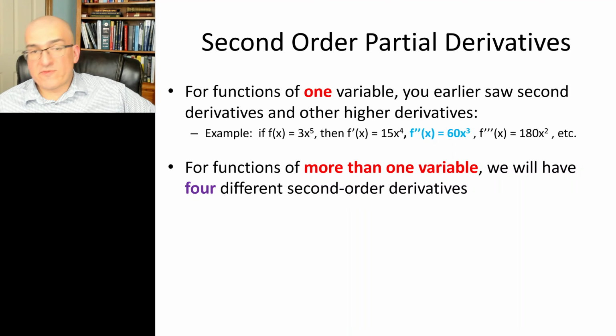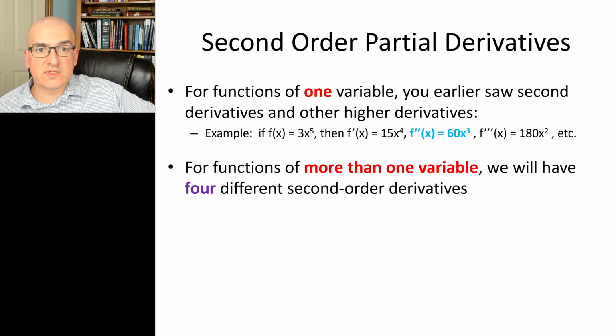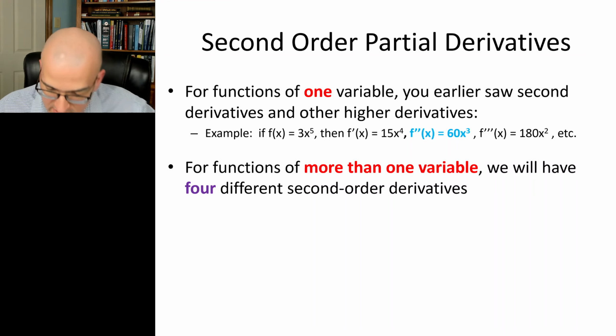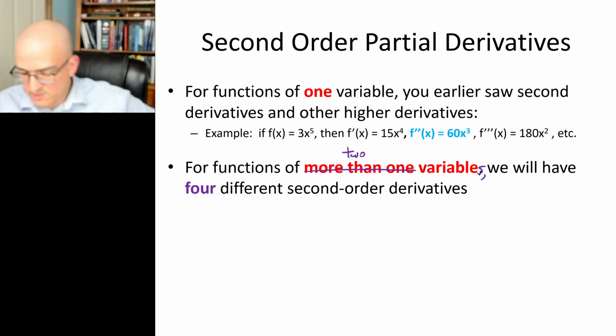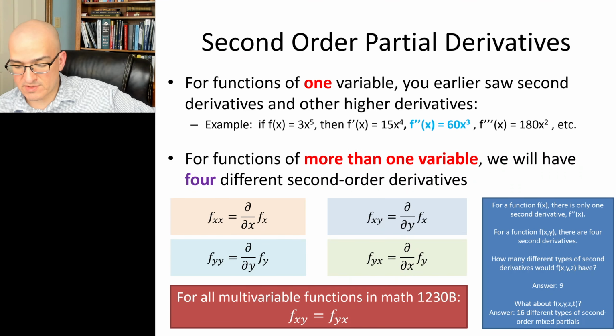For a function of more than one variable, it's more complicated. We already saw for first derivatives that instead of one derivative, like f prime, we have f sub x and f sub y, two different derivatives. Turns out that for a function of two variables, we'll have four different second order partial derivatives.